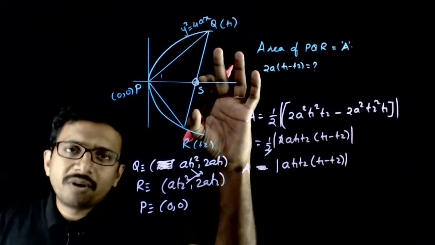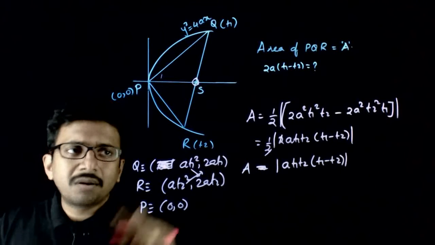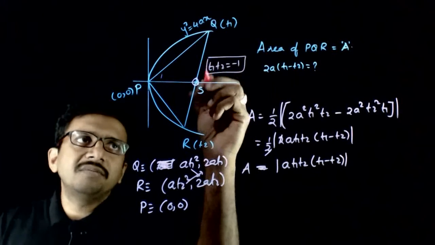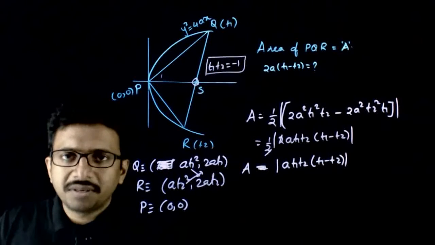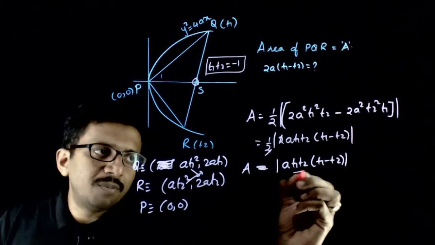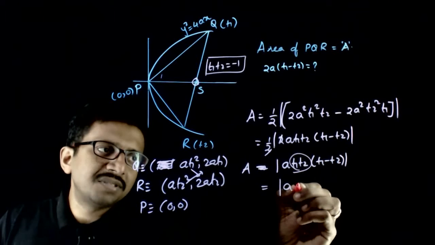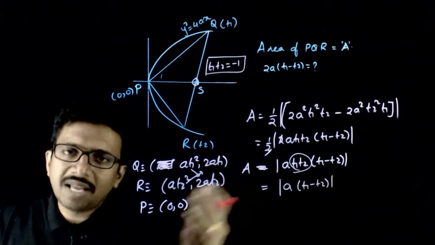And because the chord QR is a focal chord, we know that the condition for a chord joining T1 T2 to be a focal chord is that T1 T2 is equal to minus 1. So T1 T2 is equal to minus 1. If you put minus 1 here, that is equal to mod of a times T1 minus T2. So this is the value of A.